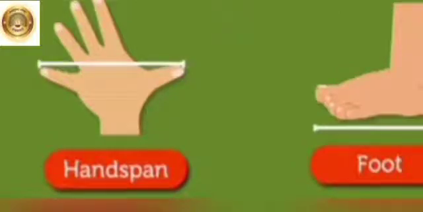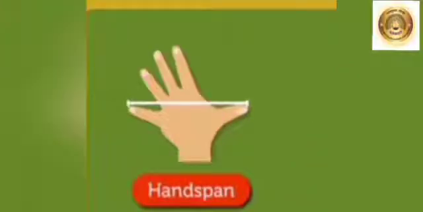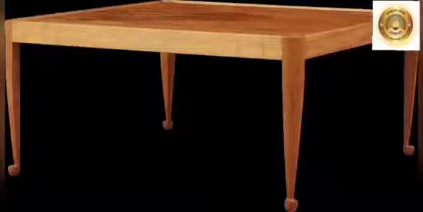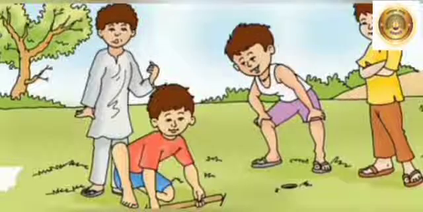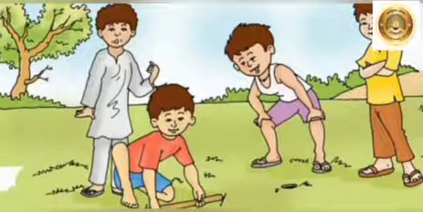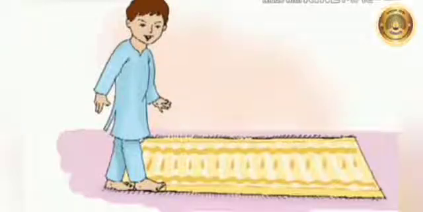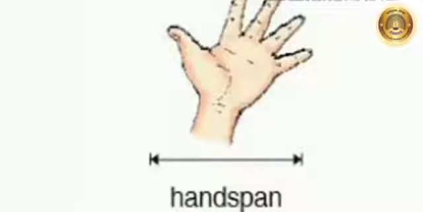Let us see some more objects which you can measure with your hand span. Table, book, bottle, etc. Children, I hope you all understood how to measure objects using your body parts like hand span and foot. So children, try to measure different objects around you.